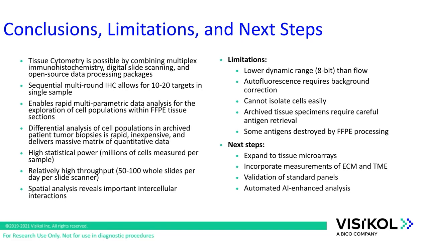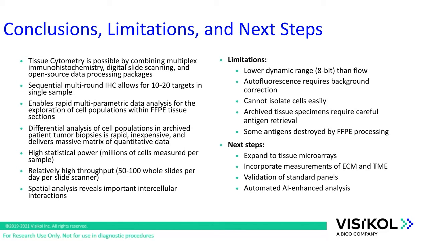So to summarize, tissue cytometry is possible by combining multiplex immunohistochemistry, digital slide scanning, and open source data processing packages. The sequential multi-round immunohistochemistry technique that we use allows for 10 to 20 targets to be labeled in a single sample. This enables rapid multi-parametric data analysis so that we can explore the cell populations within archived FFPE tissue specimens. The differential analysis of cell populations in archived patient tumor biopsies is rapid, it's quite inexpensive, and you get a huge matrix of quantitative data for analysis.